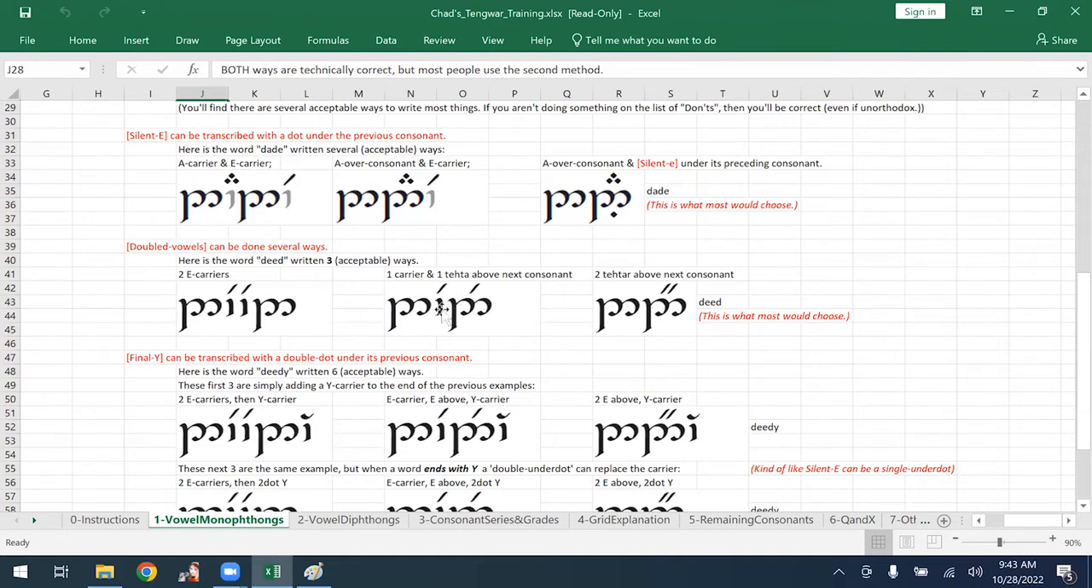There's a whole lot of times where you have two vowels after each other, and you put one of them on a carrier and one of them above the next consonant. That's going to happen to you a lot. You're going to be wondering, oh, is that a diphthong or what? So we're going to get to diphthongs next.